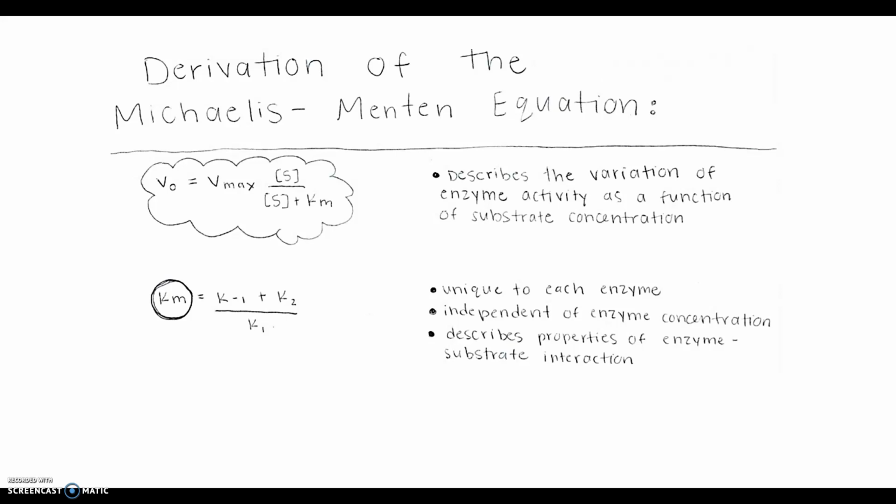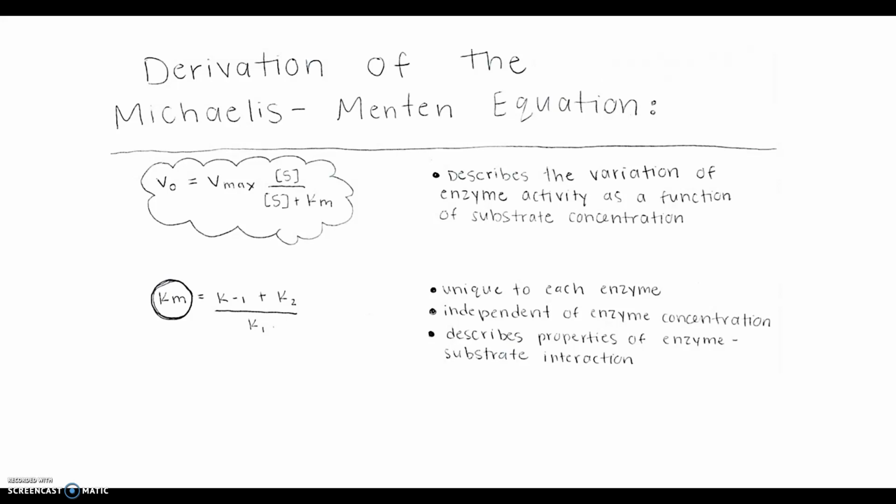The Km variable is going to describe the properties of the enzyme-substrate interaction, and it's going to vary for an enzyme that can use different substrates. Shown here in this equation, Km is equal to K minus 1 plus K2 over K1. Km is going to be an important characteristic of an enzyme-catalyzed reaction and is significant for its biological function. This variable is also going to be dependent on environmental conditions such as pH, temperature, and ionic strength.